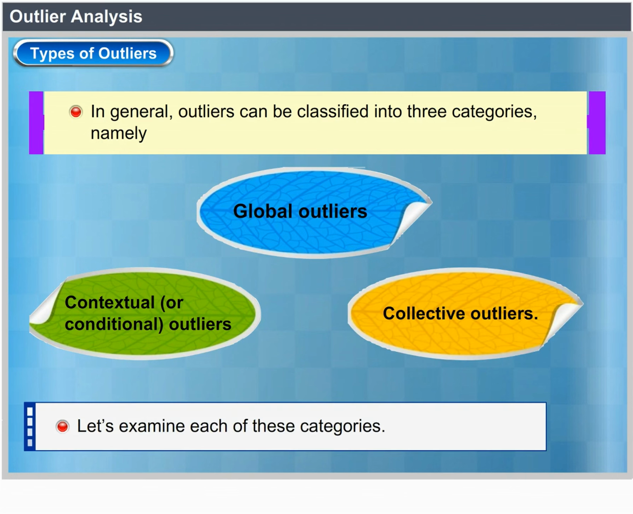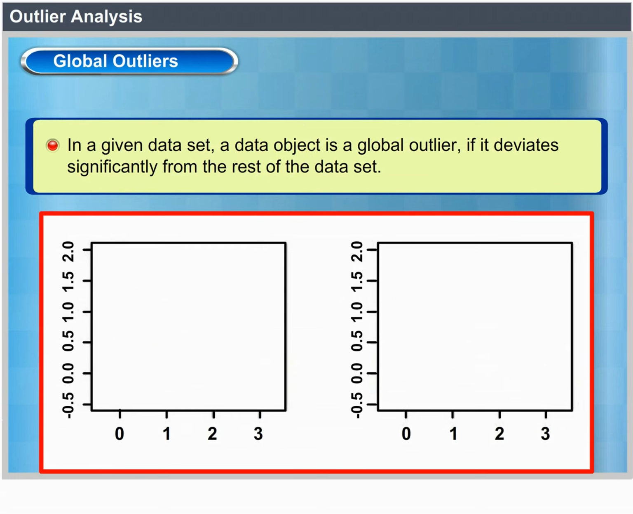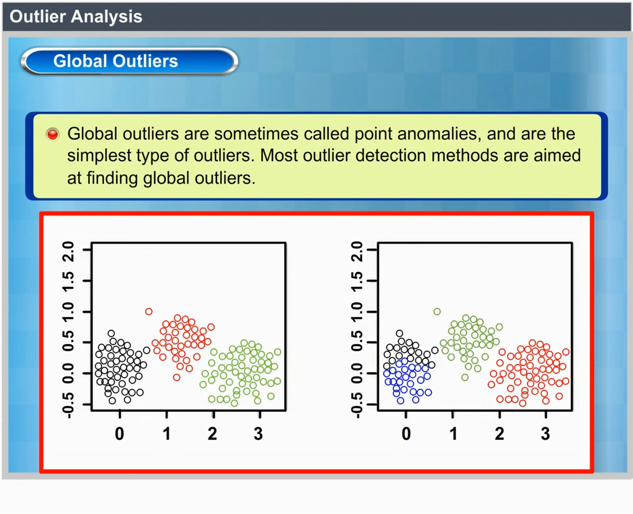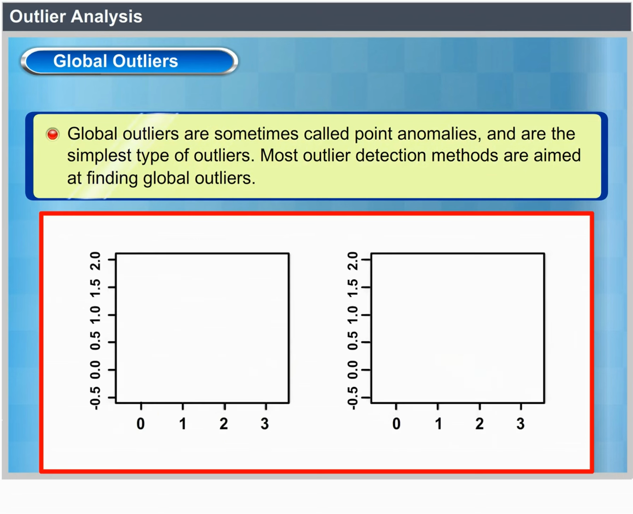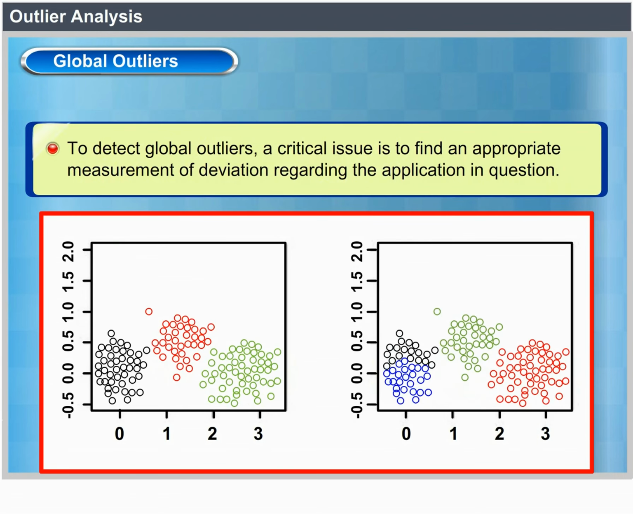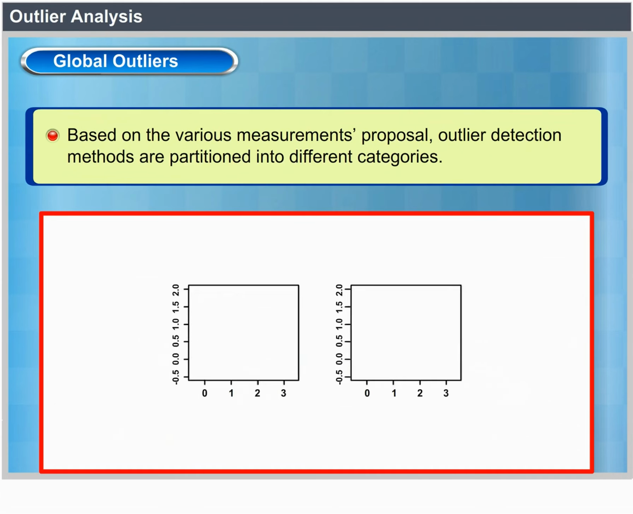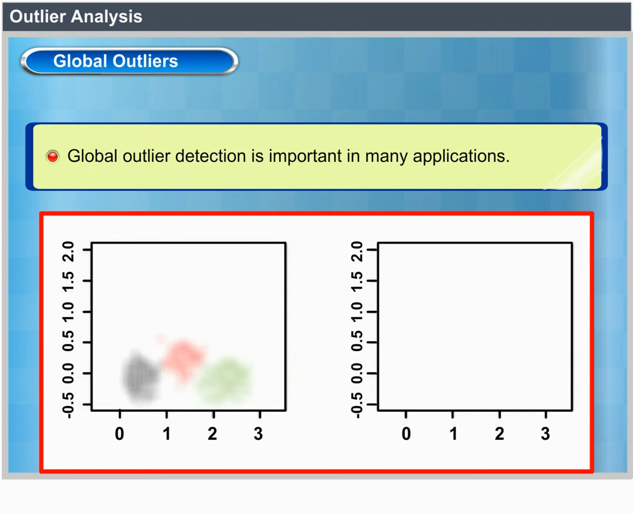Global outliers. In a given dataset, a data object is a global outlier if it deviates significantly from the rest of the dataset. Global outliers are sometimes called point anomalies and are the simplest type of outliers. Most outlier detection methods are aimed at finding global outliers. To detect global outliers, a critical issue is to find an appropriate measurement of deviation with respect to the application in question. Various measurements are proposed, and based on these, outlier detection methods are partitioned into different categories. Global outlier detection is important in many applications.